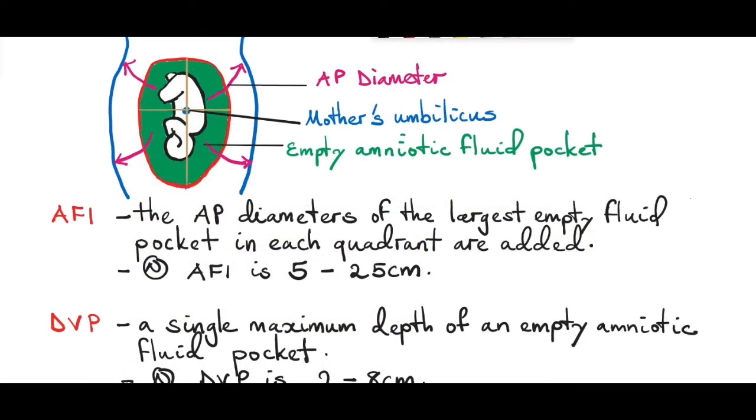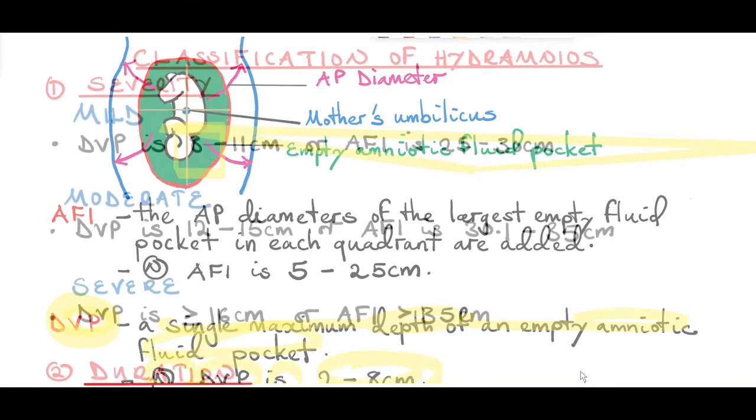On the other hand, to calculate the deepest vertical pocket, you use 1 quadrant of an empty amniotic fluid pocket. So a deepest vertical pool is a single maximum depth of an empty amniotic fluid pocket, and the normal deepest vertical pool is about 2 to 8 centimeters.